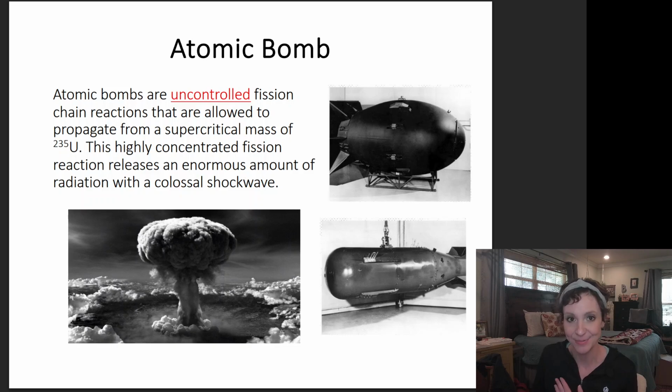So you're like, wow, this sounds real dangerous. Well, yes, it was real dangerous because back in World War II, we dropped two atomic bombs on Japan, and those were fission bombs. So the atomic bomb is an uncontrolled fission chain reaction that's allowed to propagate from a supercritical mass of uranium-235, okay? This highly concentrated fission reaction releases an enormous amount of radiation with a colossal shock wave, okay?